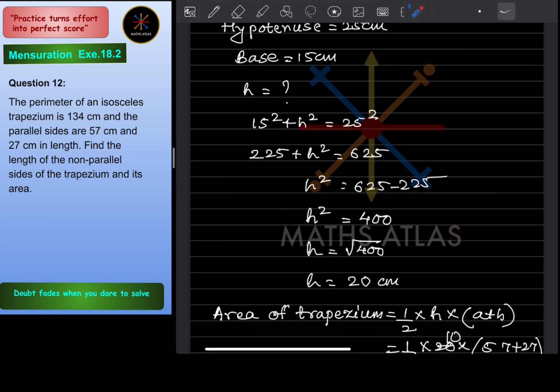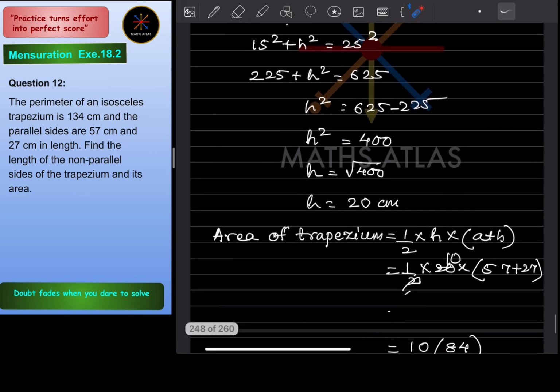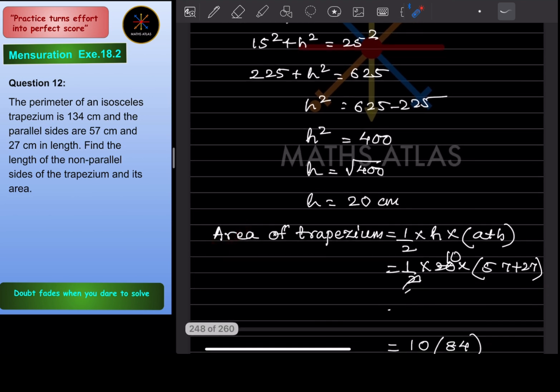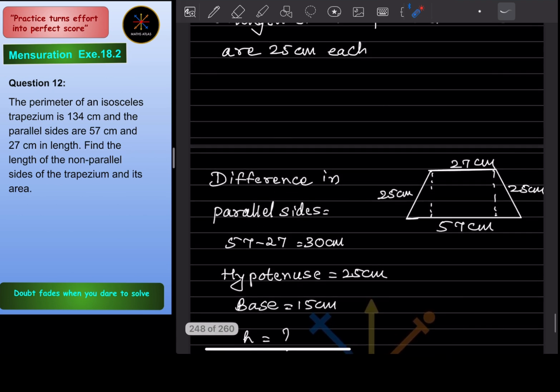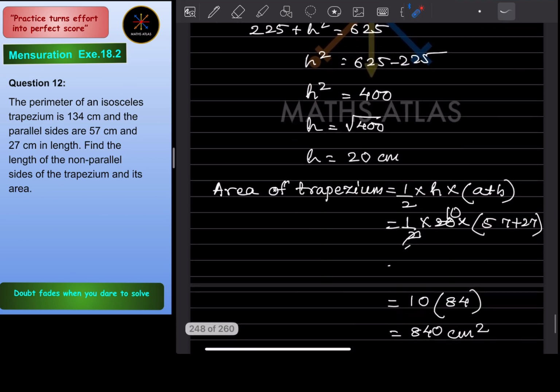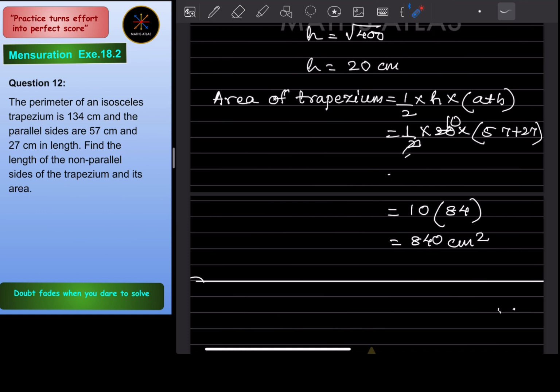So once we get this height, we can find the area easily using the formula half into height into a plus b. So this is half into 20, the height we got, and a plus b we already know, which is 57 plus 27. So this is going to be 840 centimeters square. So by this, we have completed today's work.